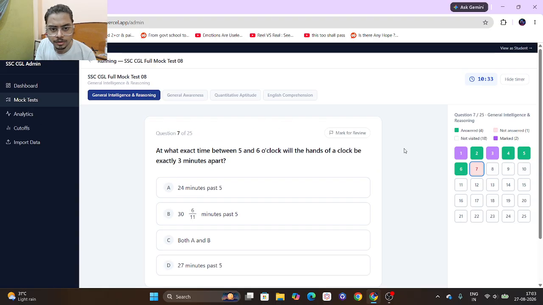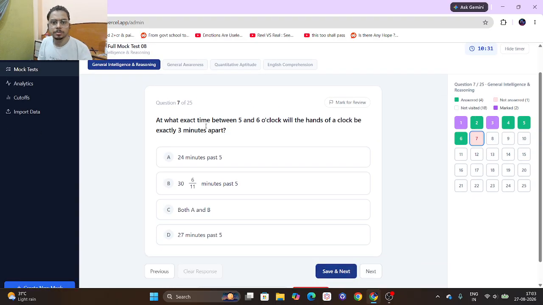Save and next. At what time between 5 and 6 o'clock will the hands of a clock be exactly 3 minutes apart? This is going to take some time.